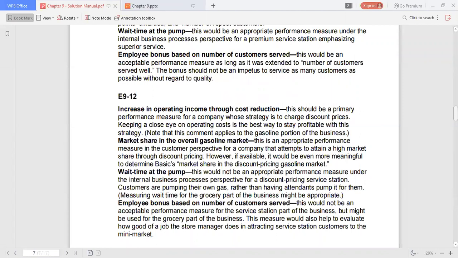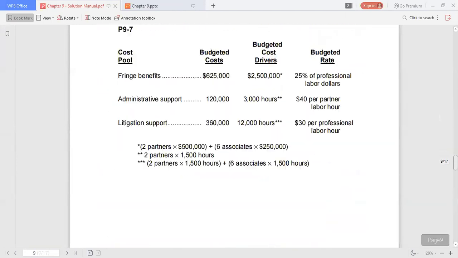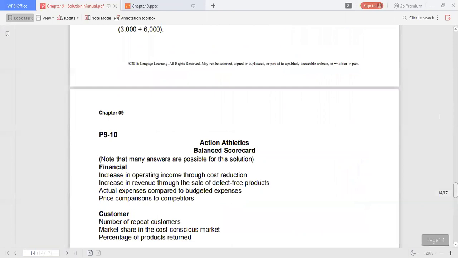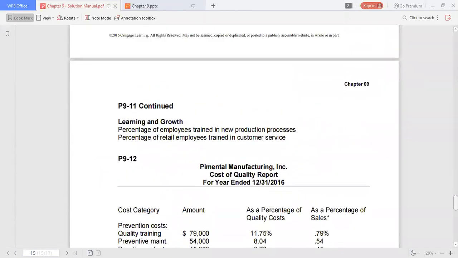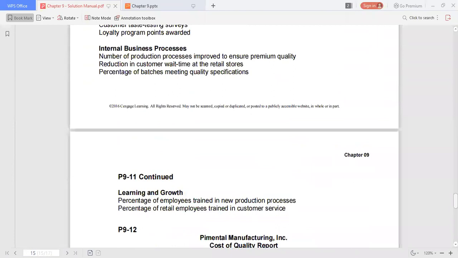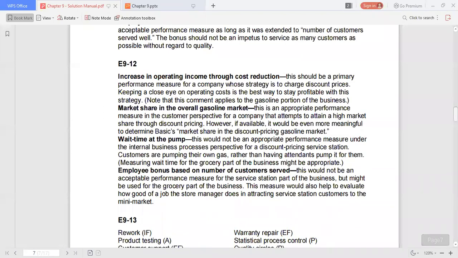Okay, so we are still in P9-11 before we go to P9-12. So for P9-11, we have this learning and growth. That's the last part of P9-11. That's the fourth: learning and growth. Percentage of employees trained in new production process and percentage of retail employees trained in customer service.